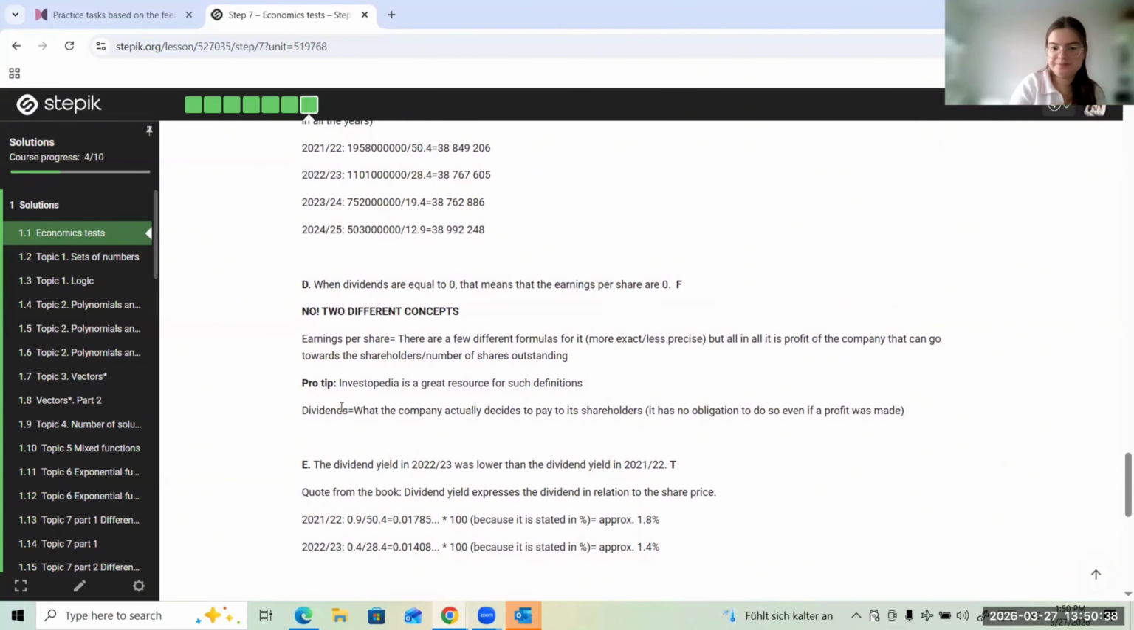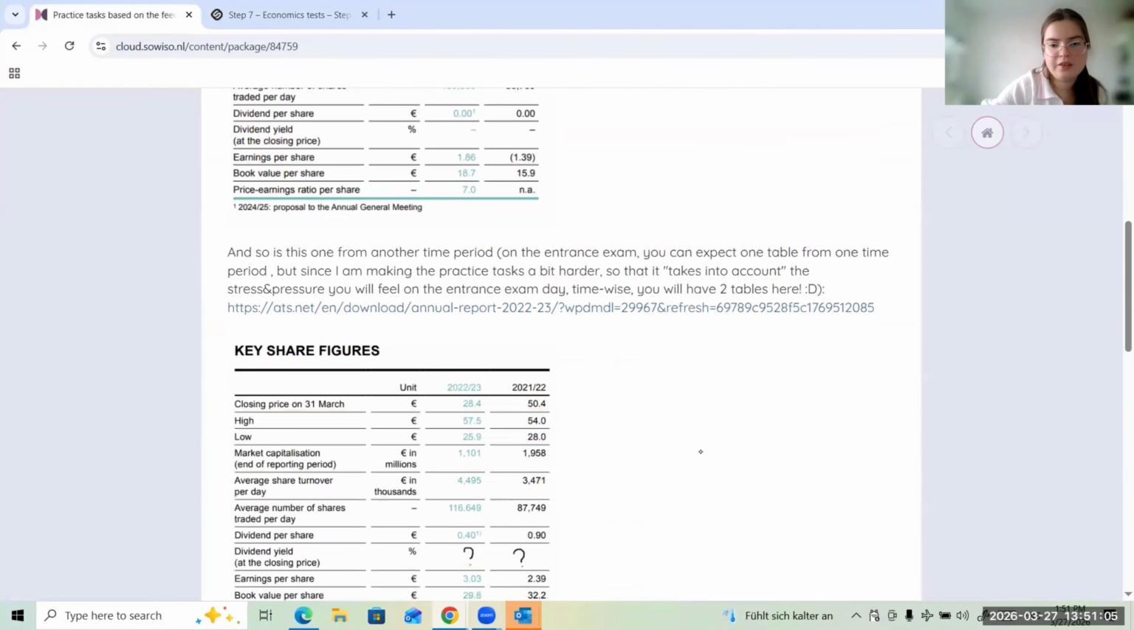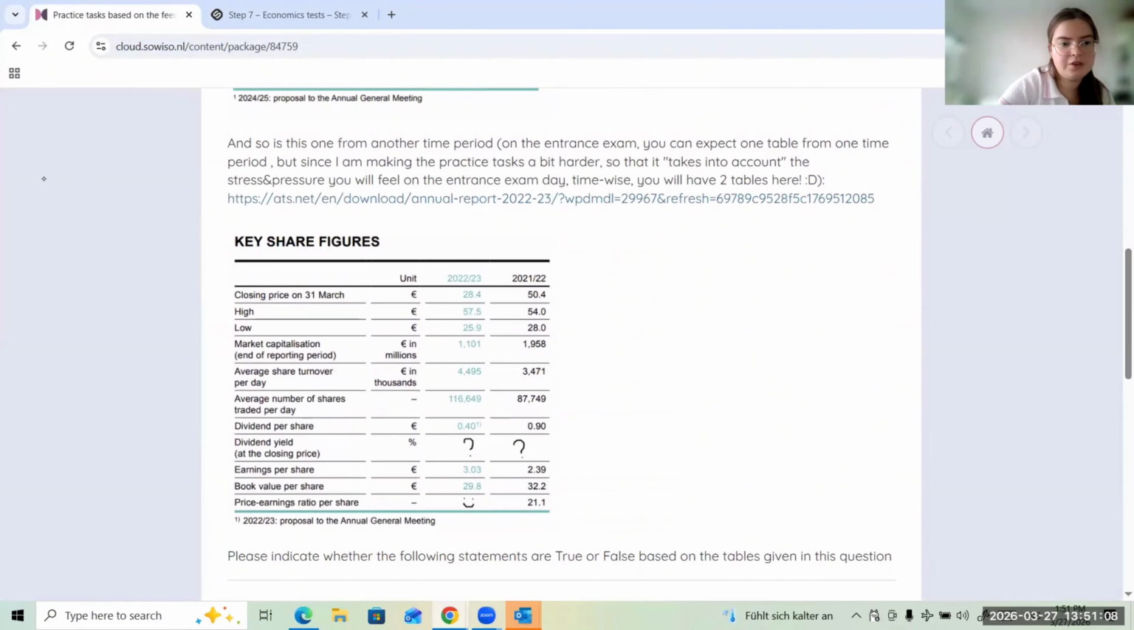Then here for statement E, the dividend yield in 2022/23 was lower than the dividend yield 2021/22. So here a bit annoying, but you have to do it for 2 years. So like 2 calculations. And then dividend yield from the book, it's basically the dividend in relation to the share price. So you take the dividends that you got in those years and divide them by the share price in those years. And from the tables, these are these ones. So you will be dealing with, these are the share prices, and these are the dividends that the company ended up paying.